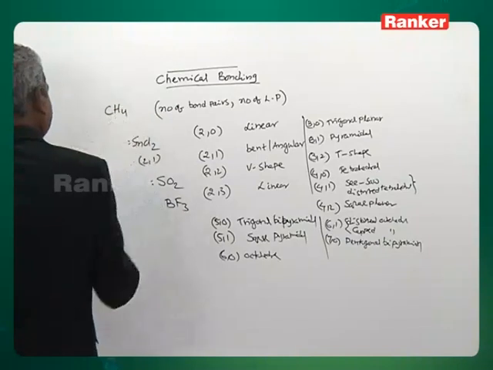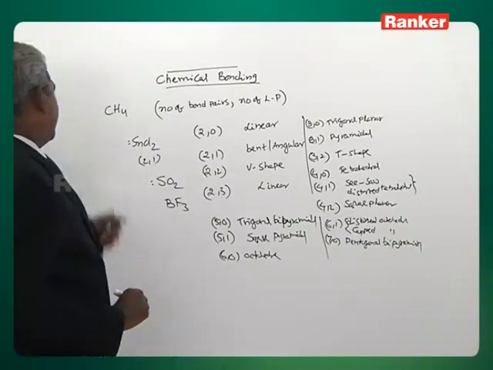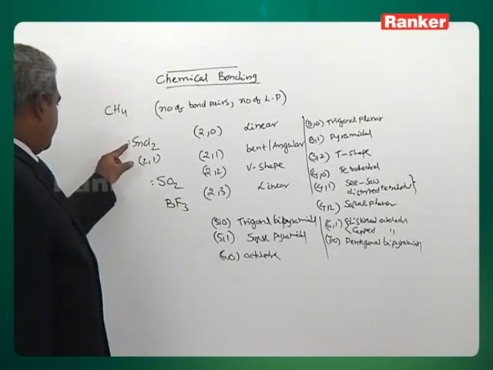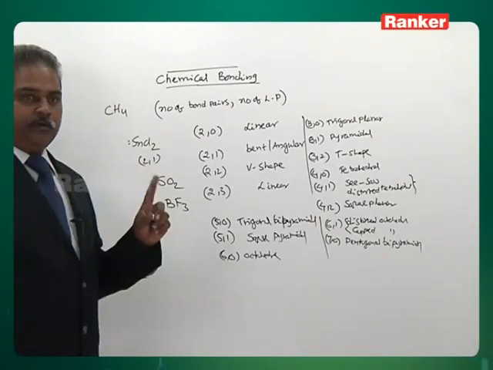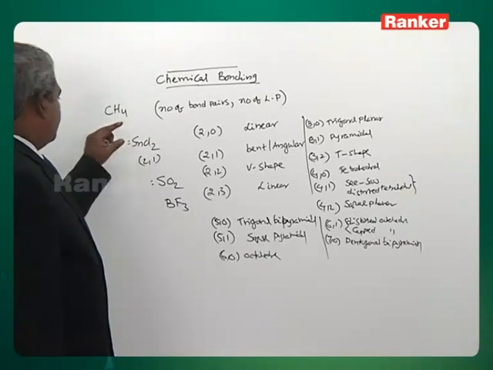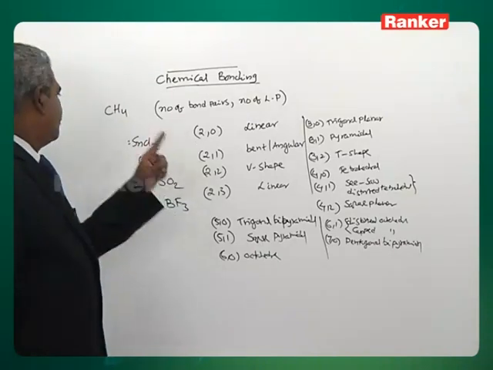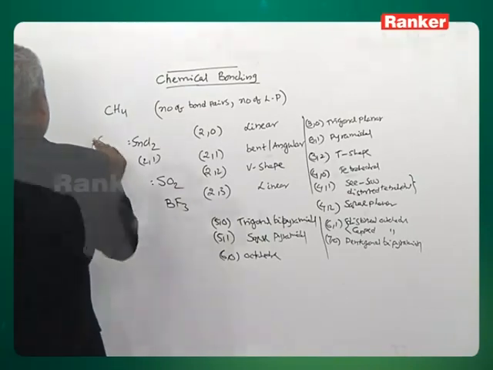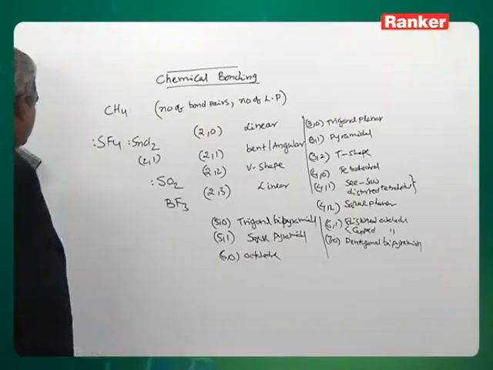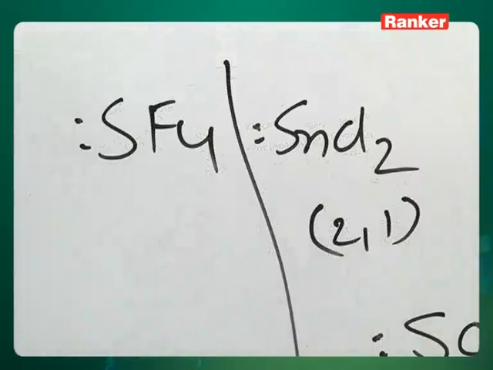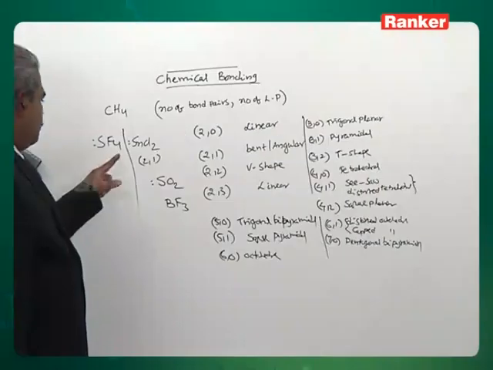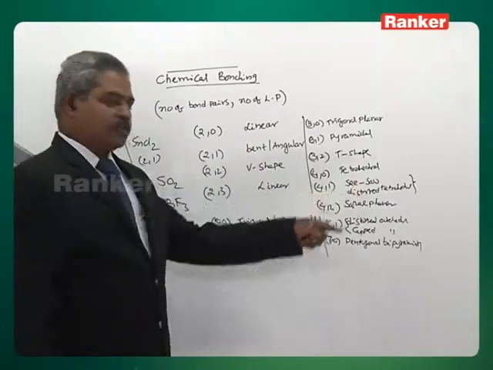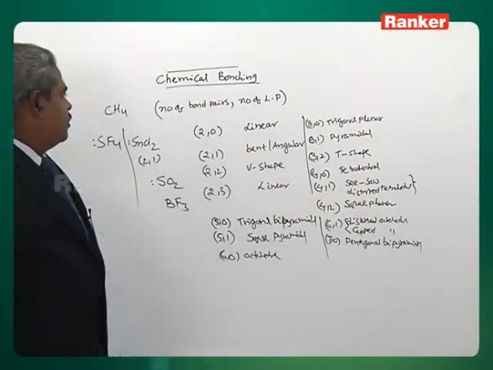CH4, there is no lone pair here. 4, 0. Because I am marking the lone pairs, if any. If there is a lone pair, I am marking it, so you need not trouble yourself. The next part, I will ask you to mark the lone pairs. 4, 0. Tetrahedral. What is it you are seeing ahead of the number? One lone pair. 4, 1. Four bond pairs, one lone pair. Seesaw or distorted tetrahedral.